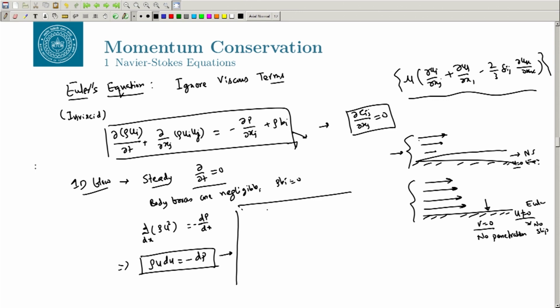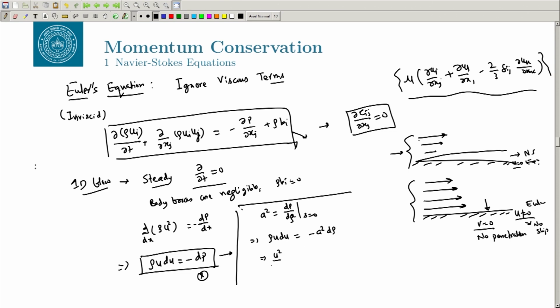So, for the isentropic flow, we have derived the expression for the speed of sound: a square is equal to dp by d rho. Let us call the earlier expression x. If you put in x, then it will become rho u du is equal to minus a square d rho. Now I will multiply with u and divide with u.